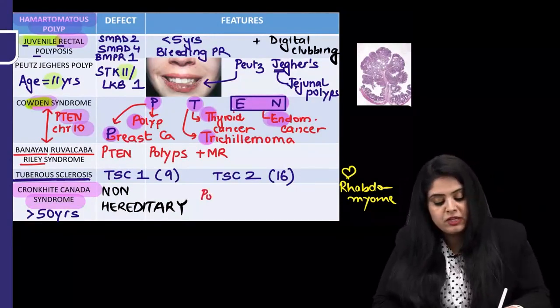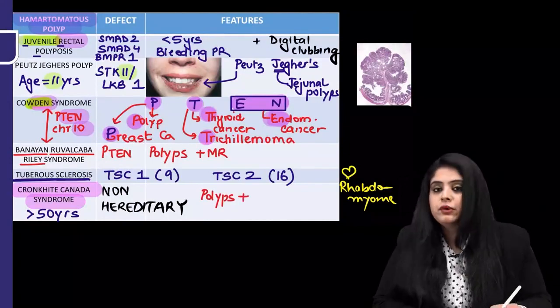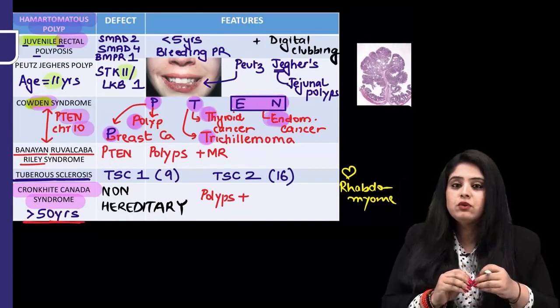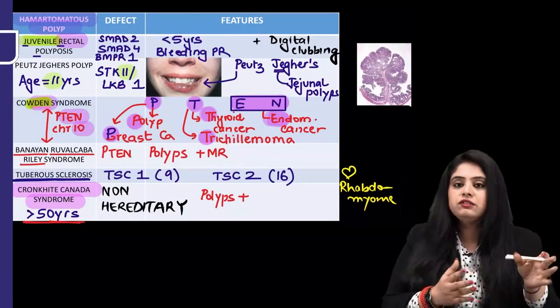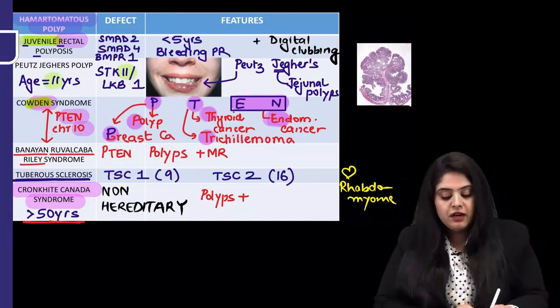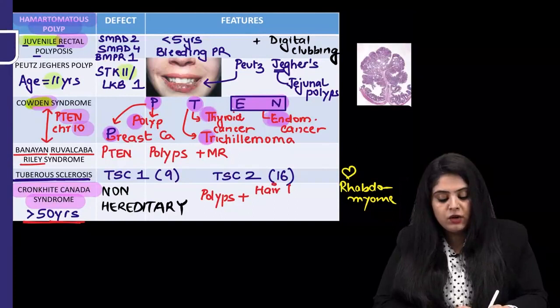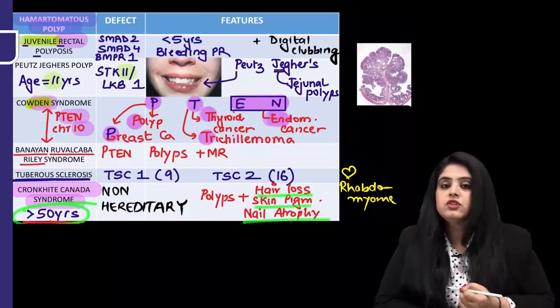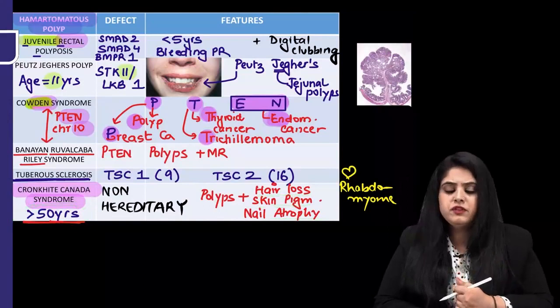So what is going to be the patient's problem? Polyps of course are going to be there, but imagine, what does an above 50-year-old person have? Just forget this disease. Think of yourself at the age of 50 and think of your hair, skin and nails. Of course, at that age, we are going to have hair loss. Of course, my skin is going to show me pigmentation. And of course, the nails are going to be very, very thin. So this was common sense. Easy to learn. Above 50 years of age, these patients show you hair loss, skin pigmentation and nail atrophy, which any 50-year-old person will show you.